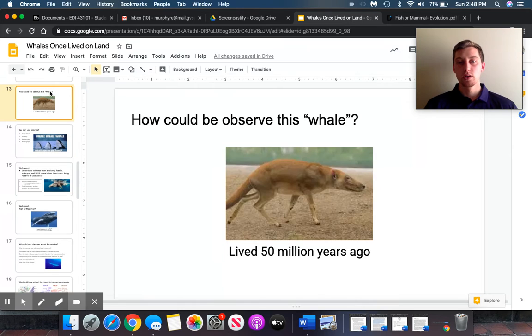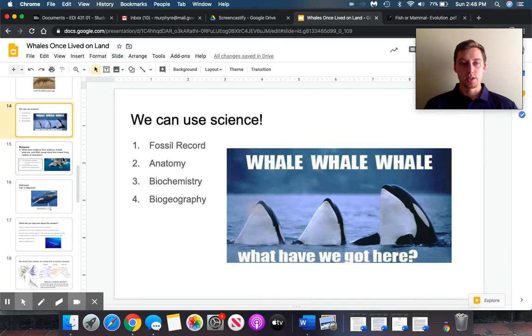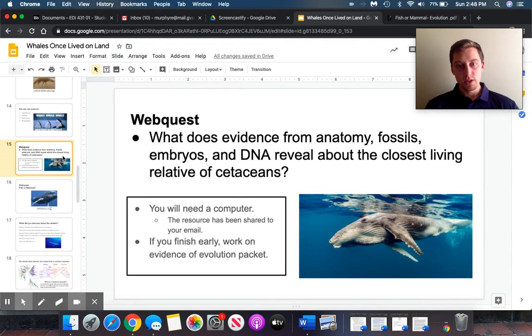And so this is when we dive into the web quest. Students will look at the anatomy, the fossils, embryos, and DNA closely related to the species that whales fall under. So students will need their computers. I will send out the link in an email. They'll finish the packet.